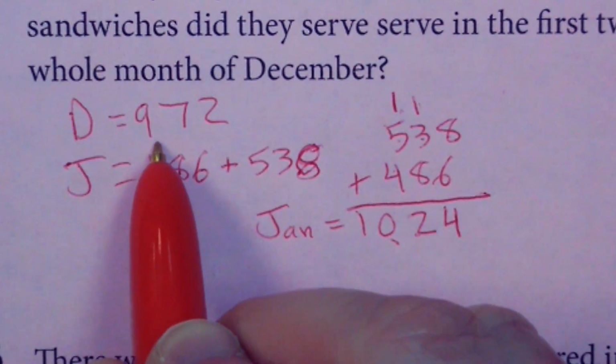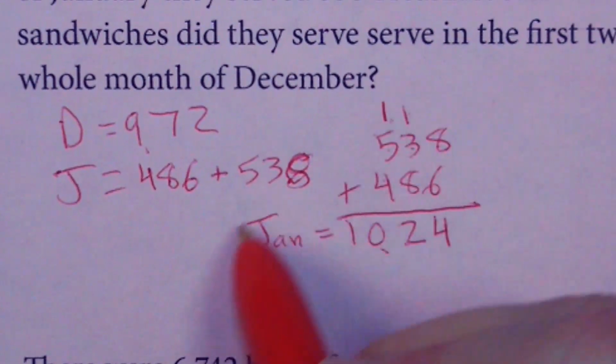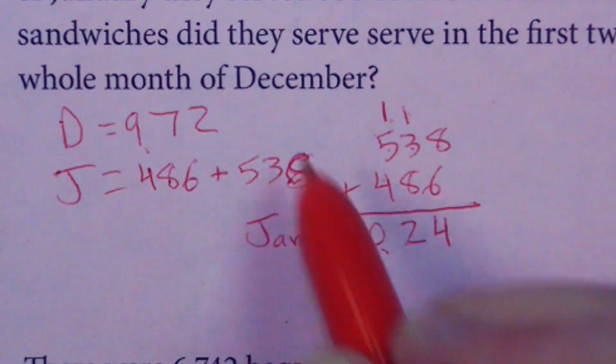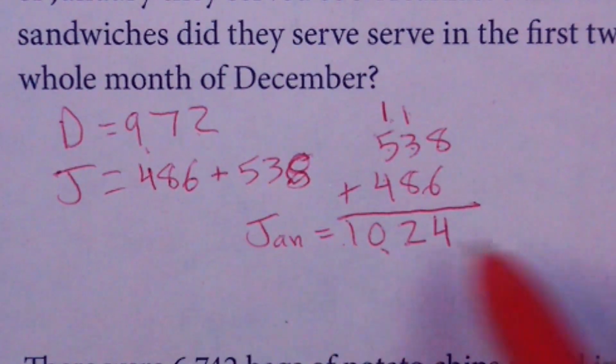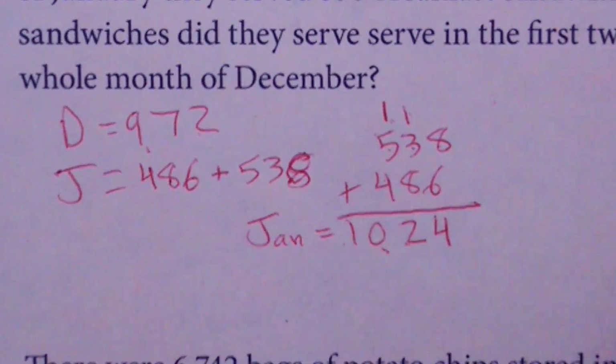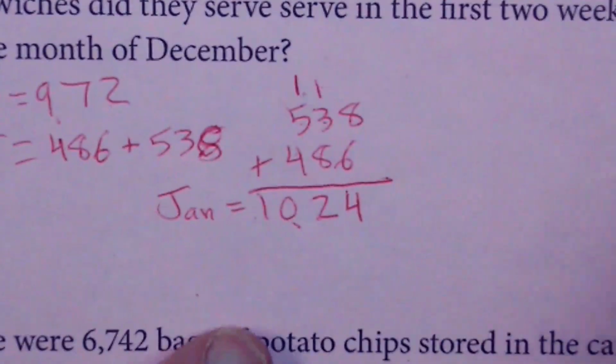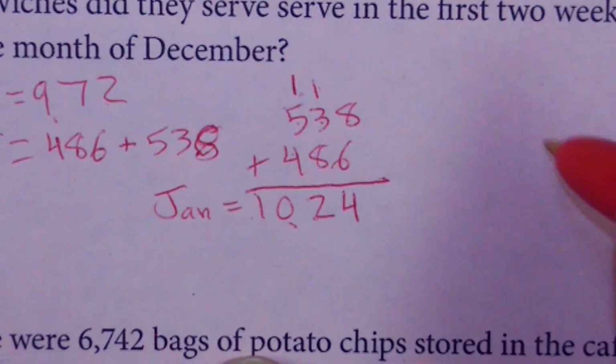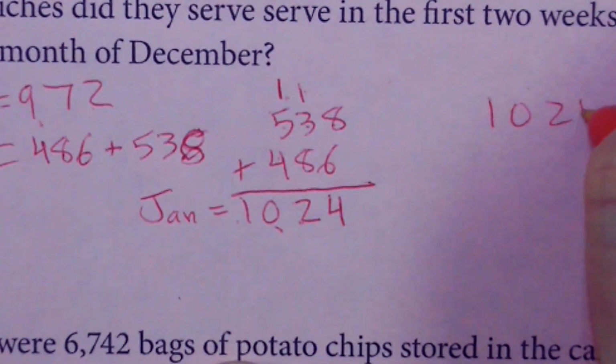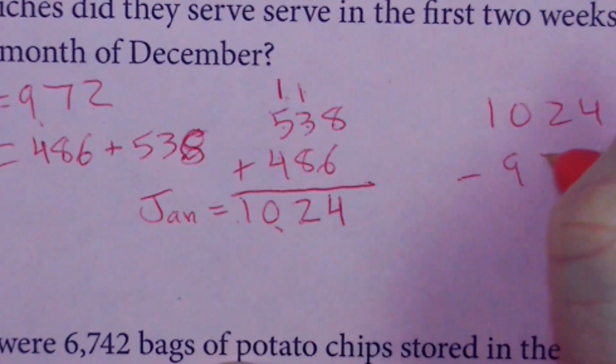In December, they sold this many. What did the question say? How many more did they sell in January than they did in December? Now, we could do a number line. We could break these numbers apart, maybe do some work in expanded form, but it says to use the standard algorithm. So we're trying to find the difference. So I'm going to take my 1,024 and subtract 972.